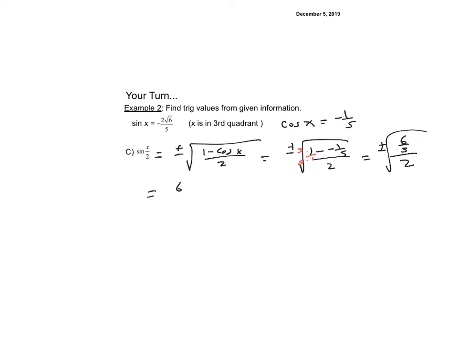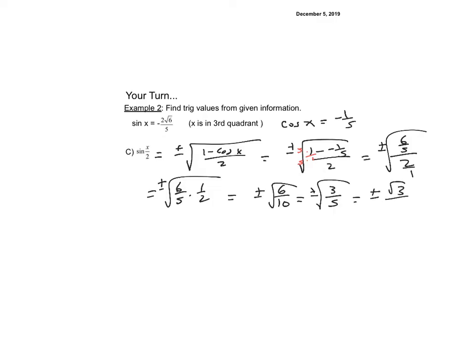Change it into a multiplication problem. So we have to flip that second fraction. Then we end up here at plus or minus 6/10. Reduce that down, 2 goes into those. So that's really plus or minus the square root of 3 over the square root of 5. I cannot leave a square root of 5 down in my denominator, so I'm going to have to multiply the numerator and denominator by the square root of 5. So I get the square root of 15 over 5.